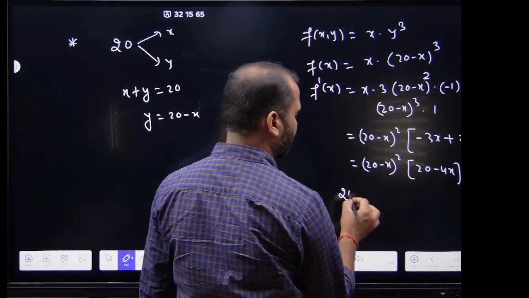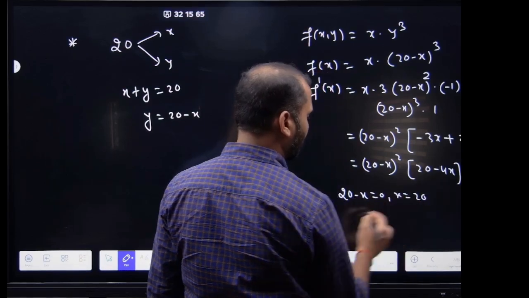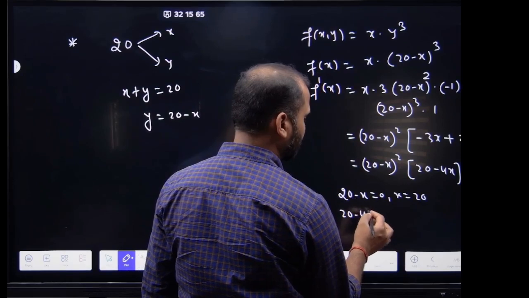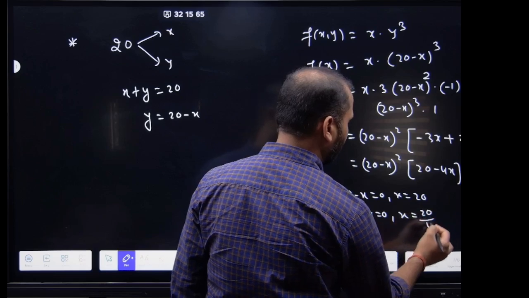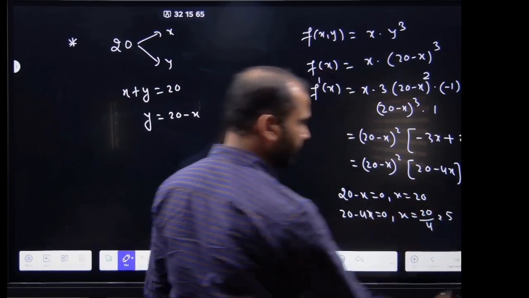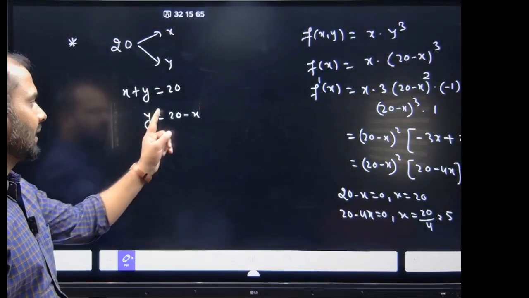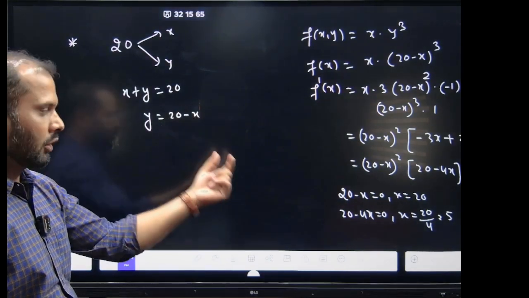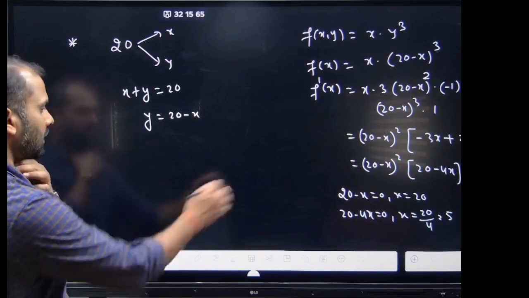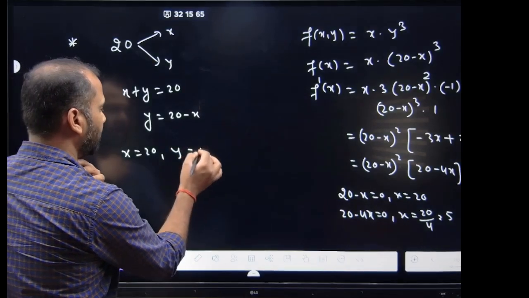So what will I be writing? 20 minus x is equal to 0, so x will be 20. Or from here, what will you get? 20 minus 4x is equal to 0. So x will be how much? 20 by 4, that is 5. Correct? So what are they suggesting? First they are suggesting that either you take x as 20, then y will be how much? 0. Or you take x as 5.